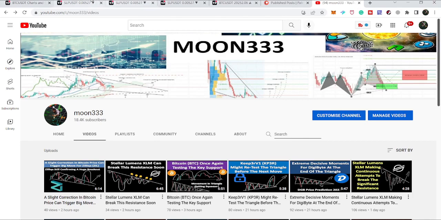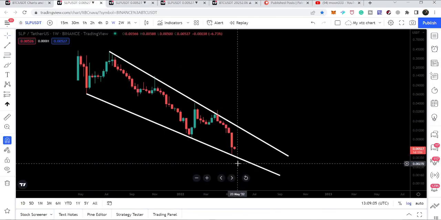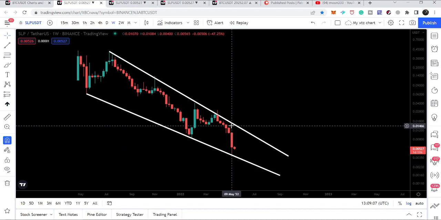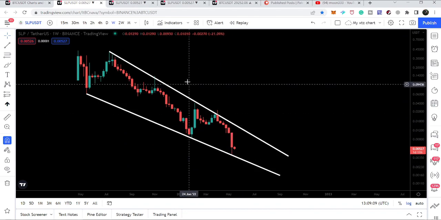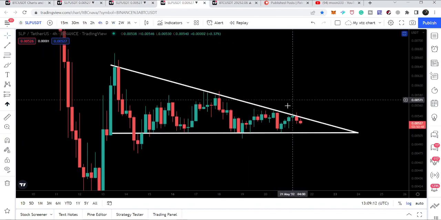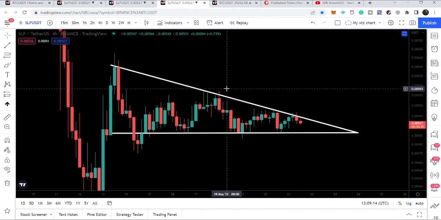In today's video, we will take a look at this big falling wedge pattern, and SLP has dropped again at the support of this big falling wedge. And we will also take a look at this descending triangle that has been formed on the 4-hourly time frame chart.